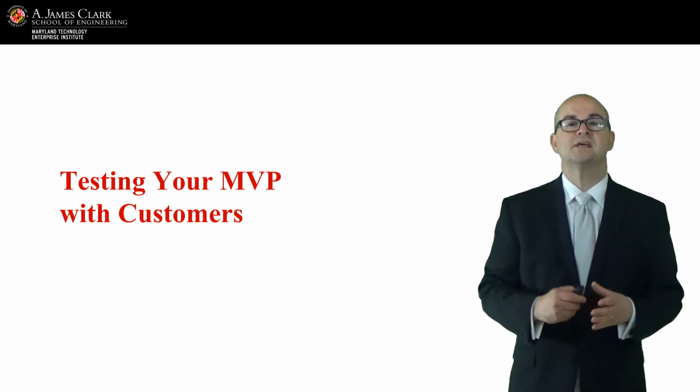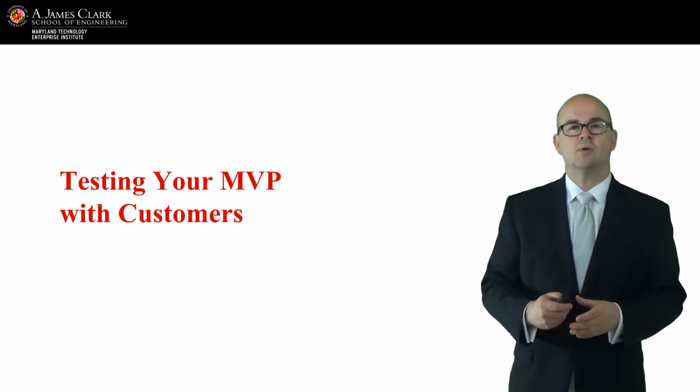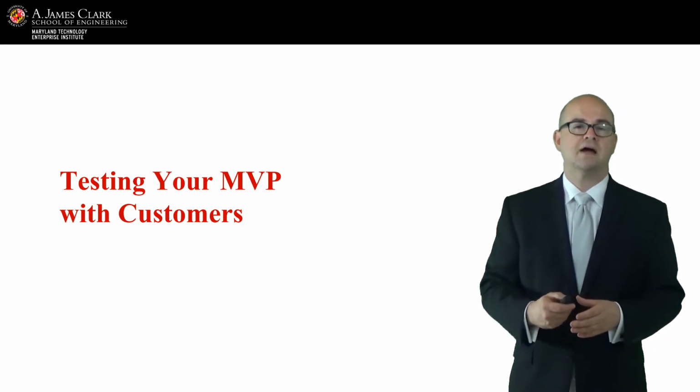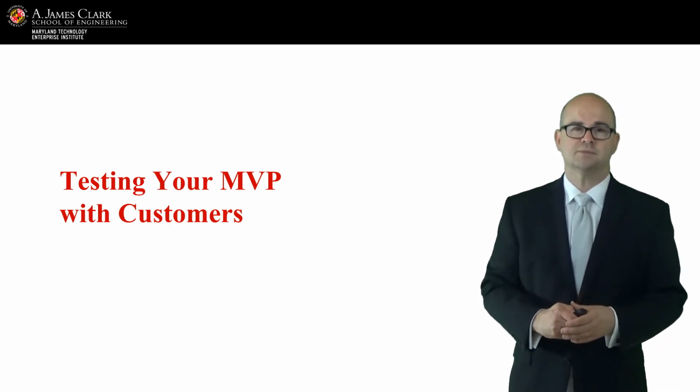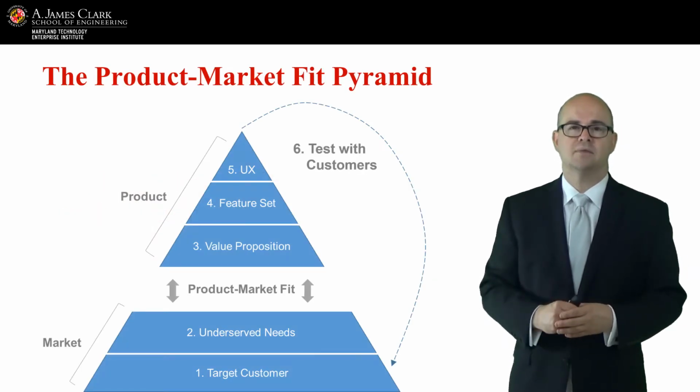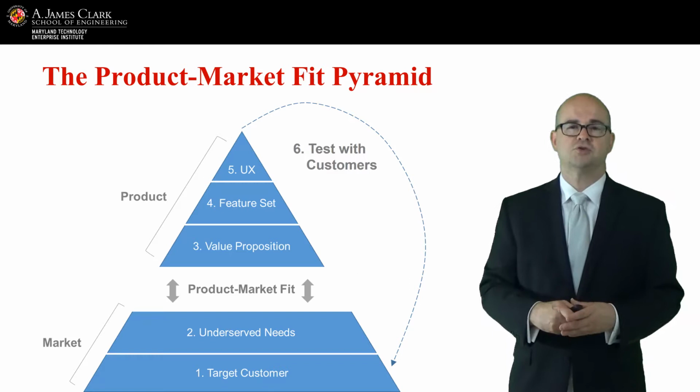So now we're ready to see how we did. It's time to go out and test our prototype, to test our vision of that minimum viable product with our target customers. So now we are at the apex of our pyramid. We've done all 5 steps. We think we might have achieved product market fit. Now we're going to figure it out.